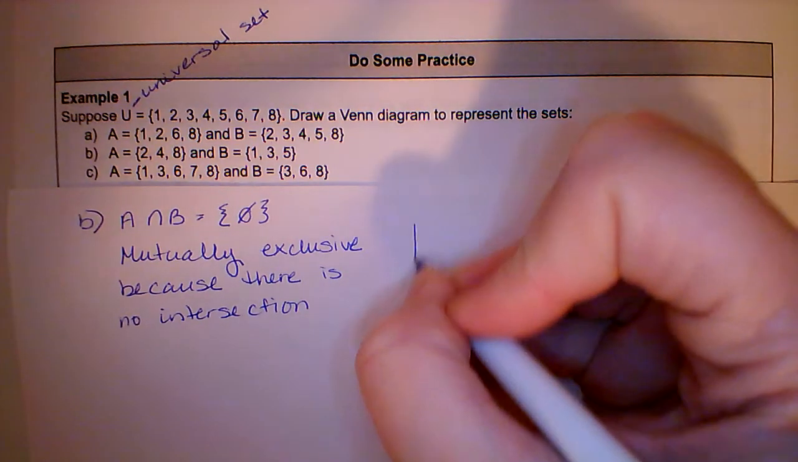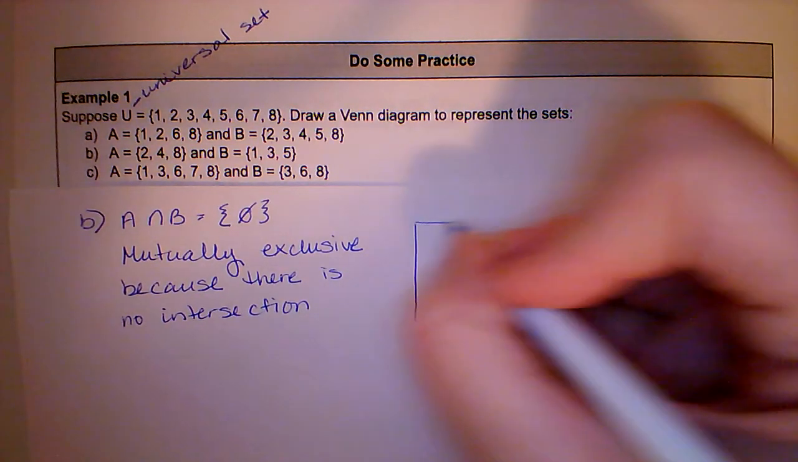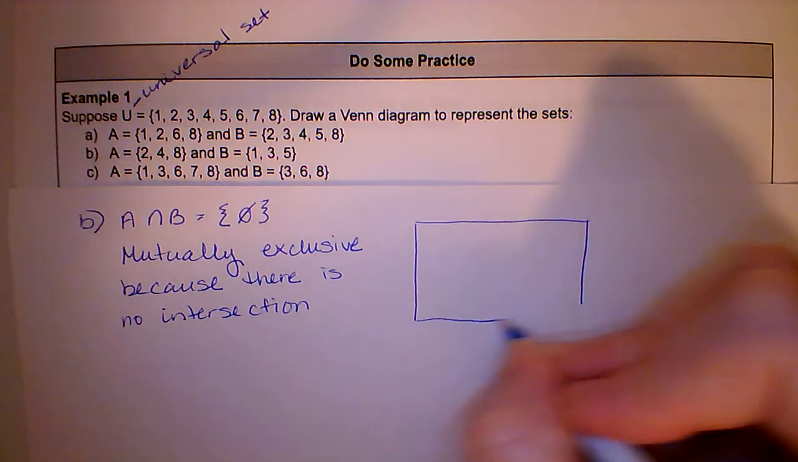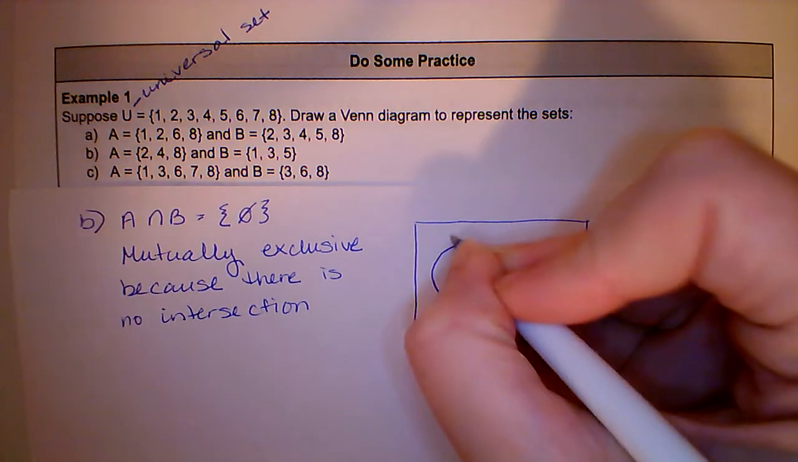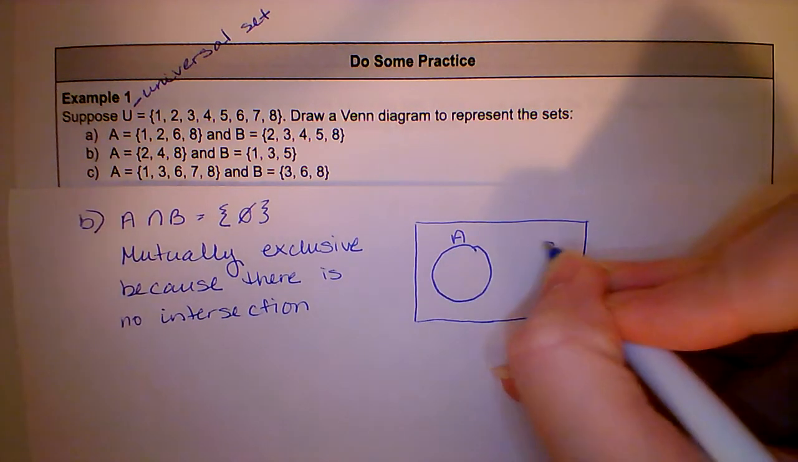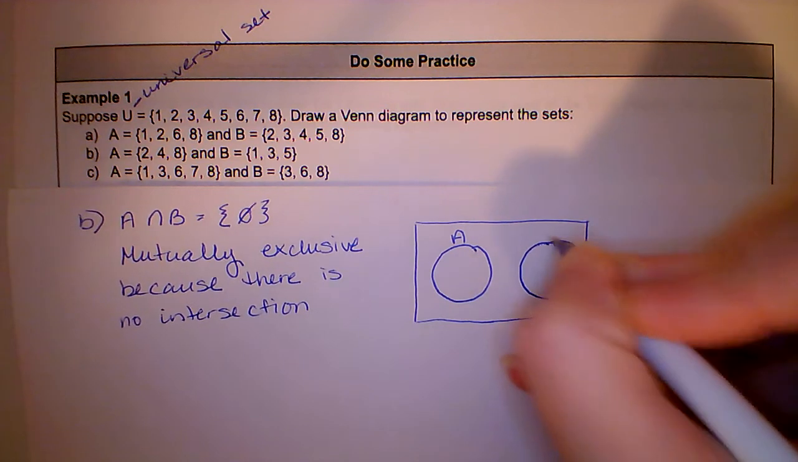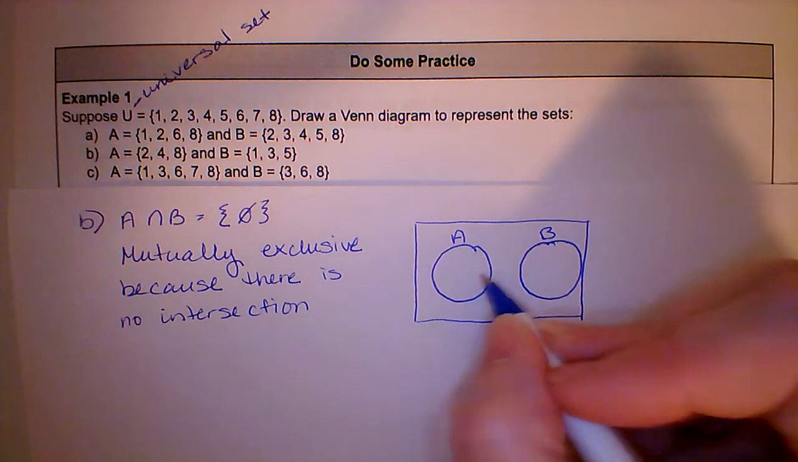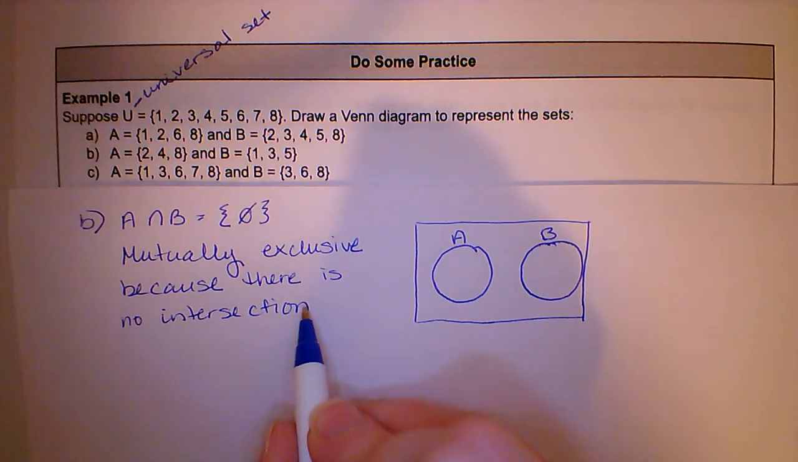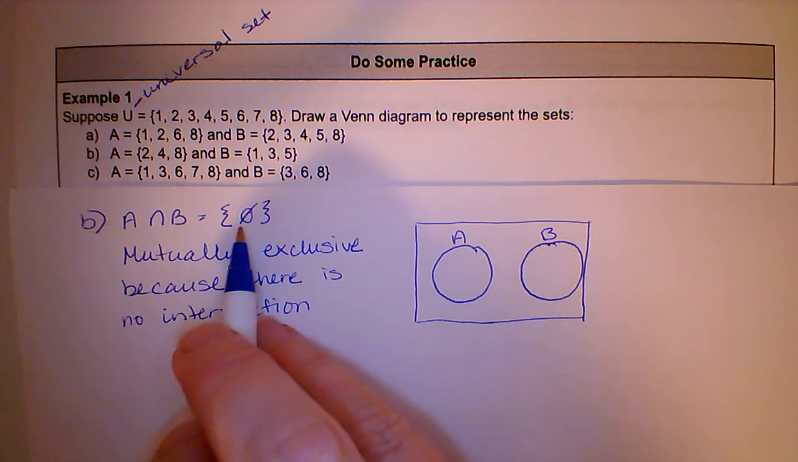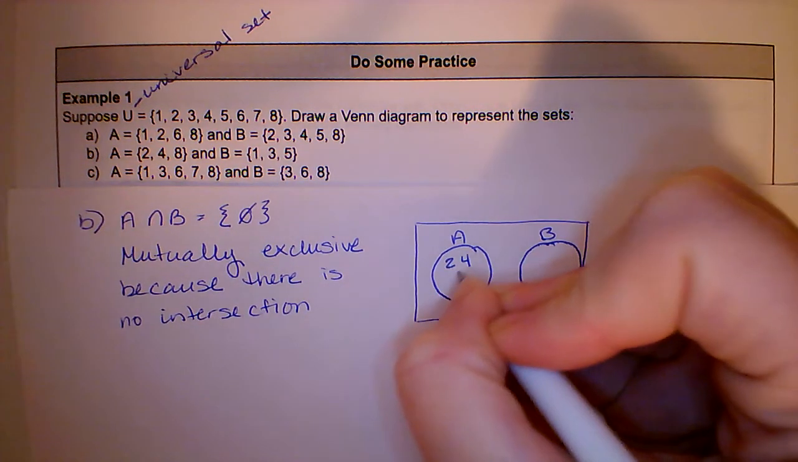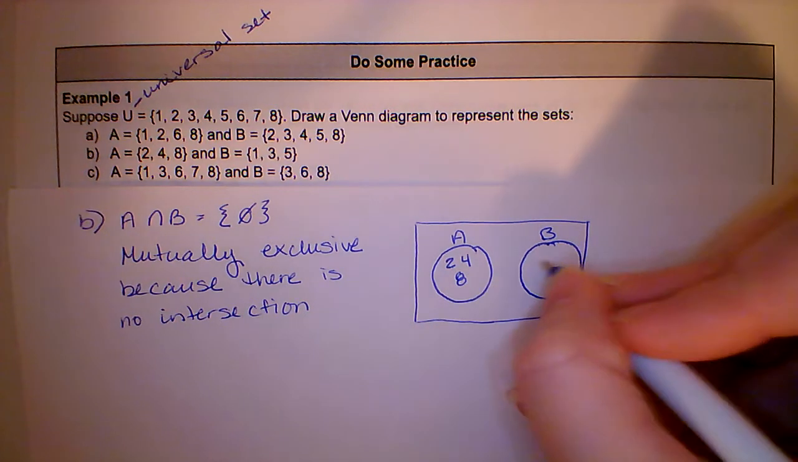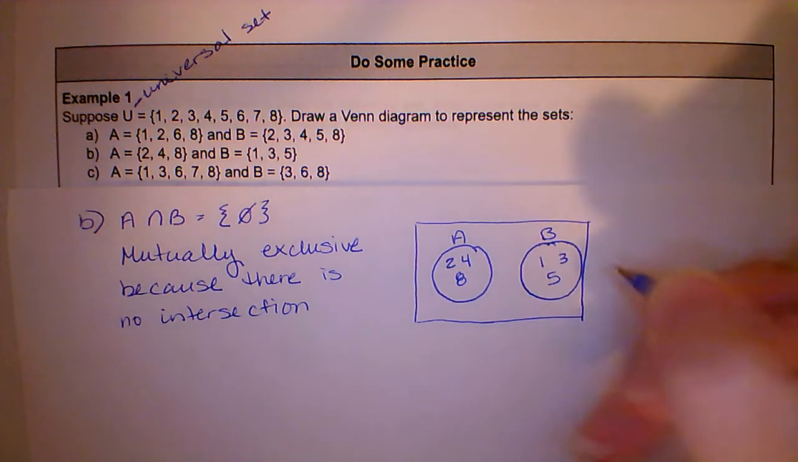There's a lot of different ways you can say this. So I'm going to draw this Venn diagram a little bit differently because I know that these two sets do not overlap. So I'm going to have set A over here, but now set B I'm going to make be a separate circle because I know they don't overlap. They're mutually exclusive. There's no elements that they have in common. So now I'm going to fill in A is 2, 4, and 8. B is 1, 3, and 5.